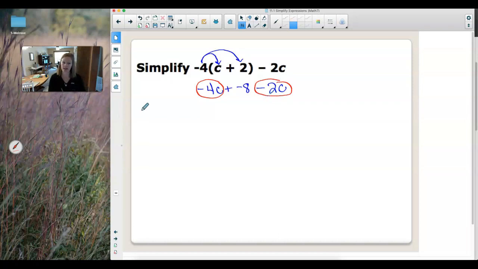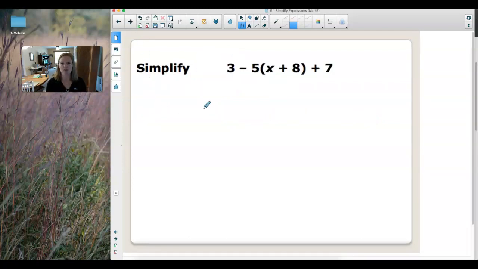If you have 4 negatives and 2 more negatives, how many do you have altogether? That's negative 6c plus negative 8. Okay, so you can write it that way, or you could write it as negative 6c minus 8. Because remember, adding a negative is the same as just subtracting 8. Okay, so I don't care which way you write it, they will both work.